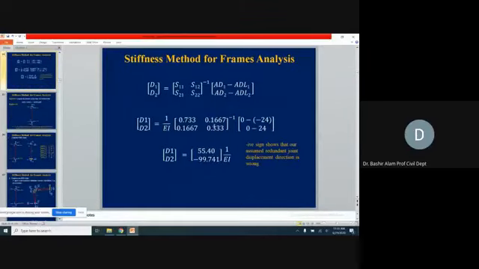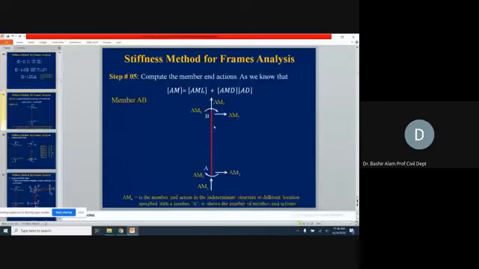Coming to the member end actions now, the joint displacements theta B and theta C are known, so we should be able to find the member end actions. Let's take first member AB, which is the vertical member. It's a frame, so at each end we have three kinds of actions: axial, shear, and bending moment.